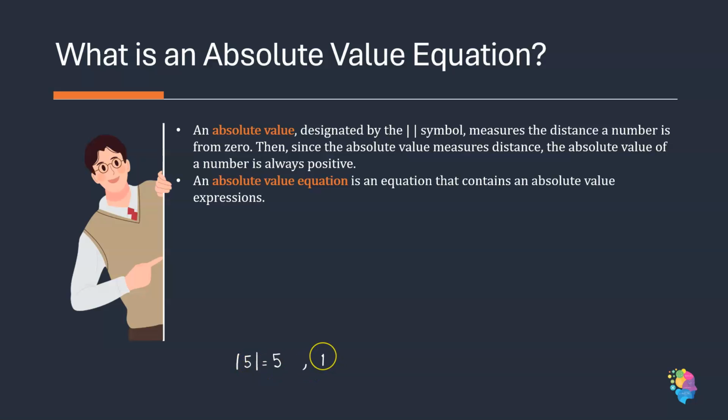However, if I take the absolute value of -5, it's also going to be 5 because if you think of the number line, the number -5 is also 5 units away from 0. Some of you might remember absolute values by saying that it makes anything that is inside the two bars positive. An absolute value equation will then be an equation that contains an absolute value expression.